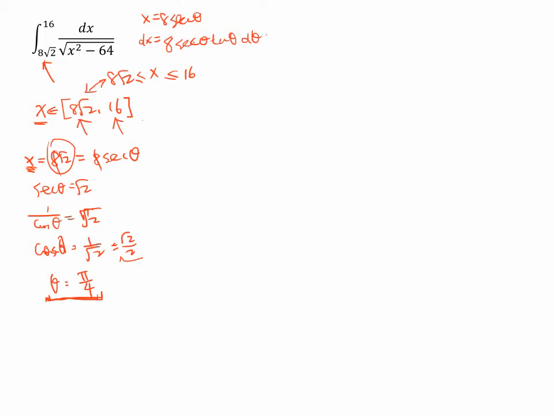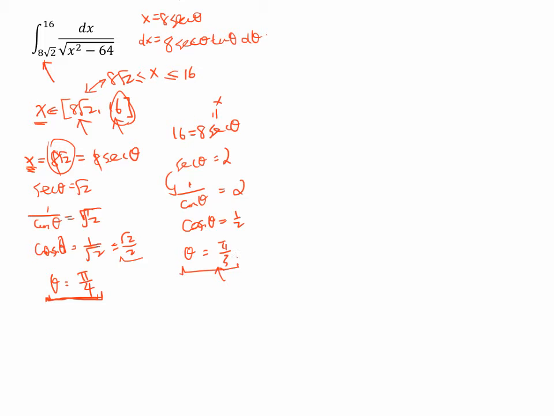I'm going to do the same thing to find the other one, which is 16. Pick the second endpoint, x equals 8 secant theta, which is also 16, right? So secant theta is 2. Okay, solve for theta. So 1 over cosine theta is 2, right? Secant equals this. Cosine theta is 1/2. And then theta is simply pi over 3. Pick the simplest one. This is my second endpoint for theta.